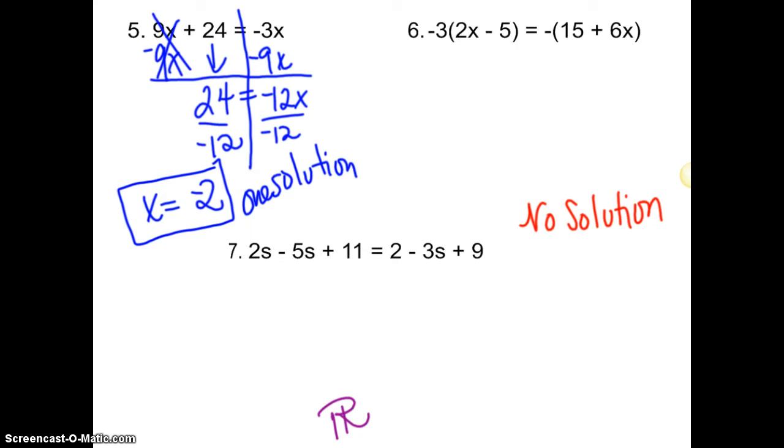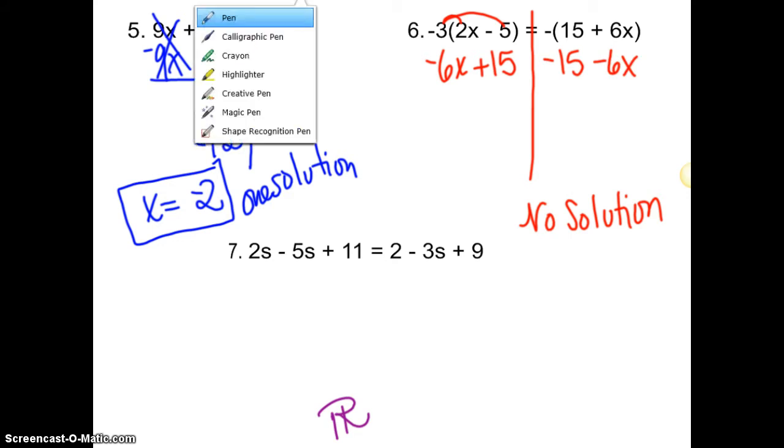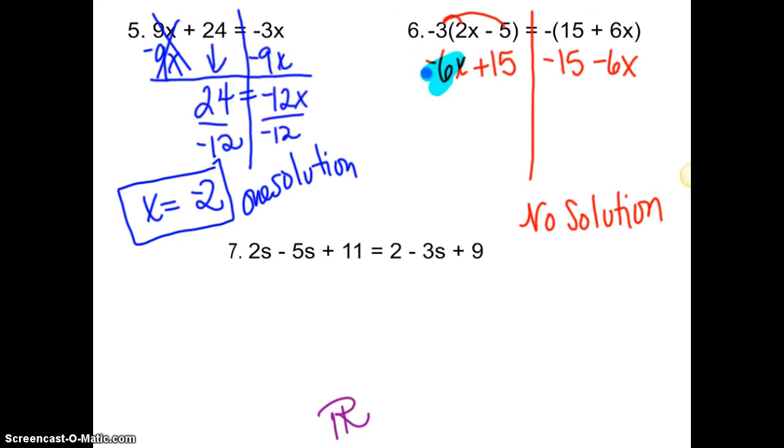This one over here, it's no solution. Well, why? Well, I'm going to distribute, so hopefully you're getting pretty good at the distributive property so far. So -3 times 2x is -6x, and -3 times -5, yes, that's negative, plus 15. Over here, -15 minus 6x. All right, do you notice something? I notice there's a -6x over here and there's a -6x over here. That's problematic because this is positive 15, this is -15. I had to check my work several times. Yes, one's positive, one's negative.